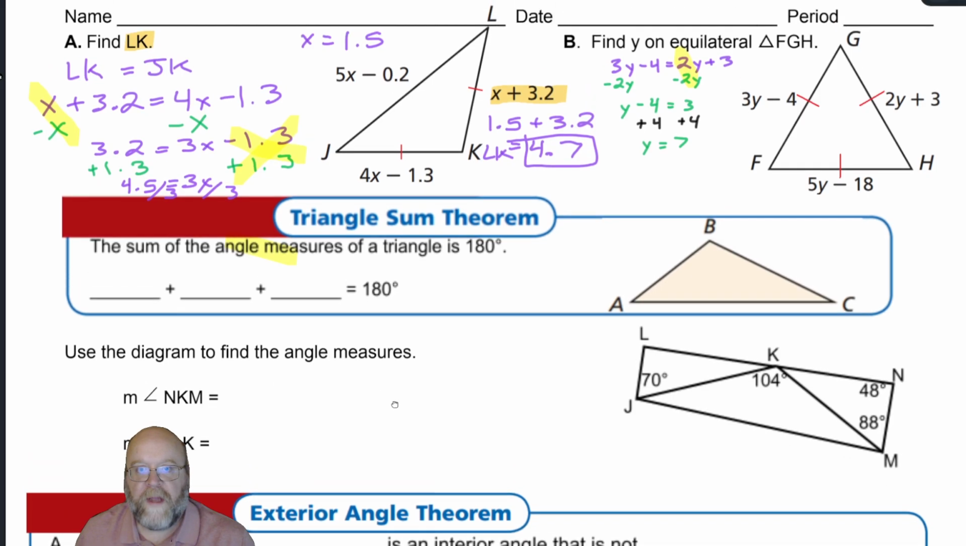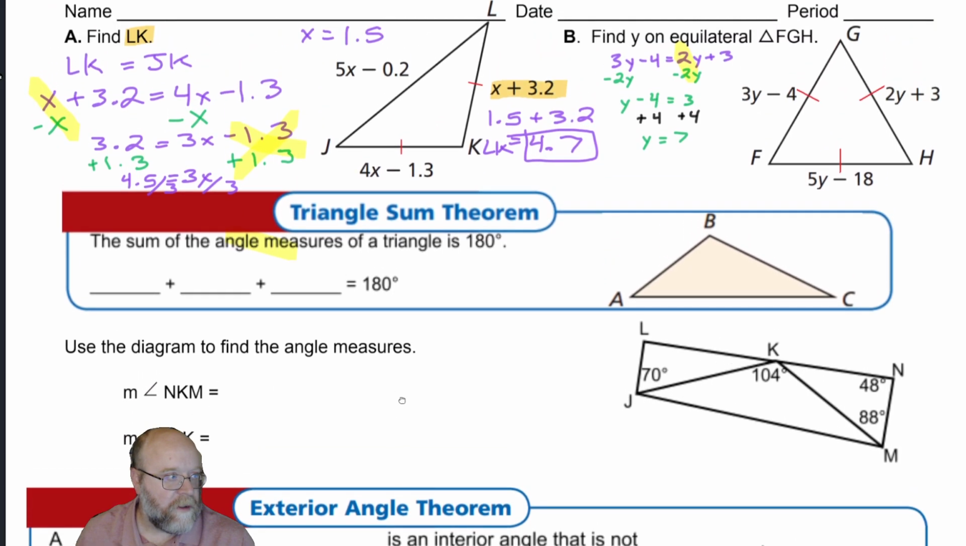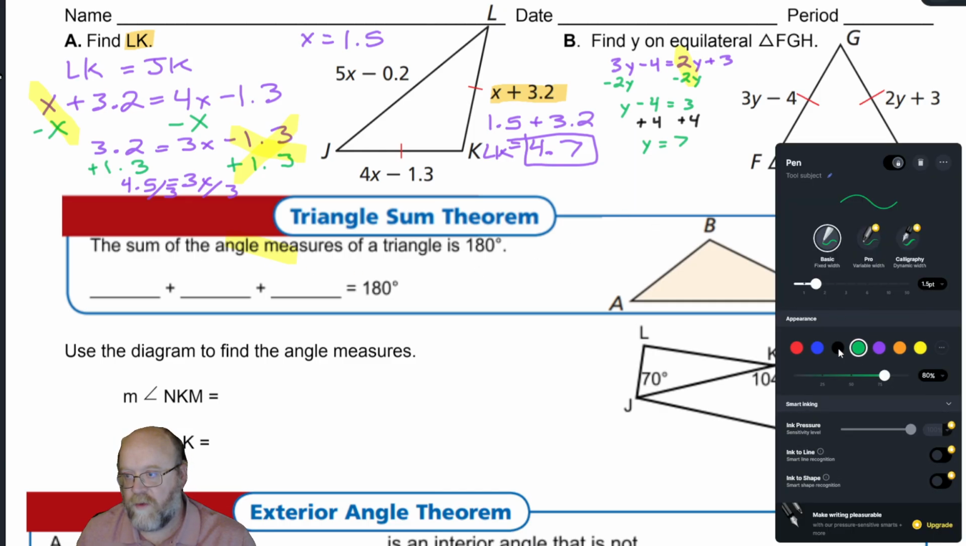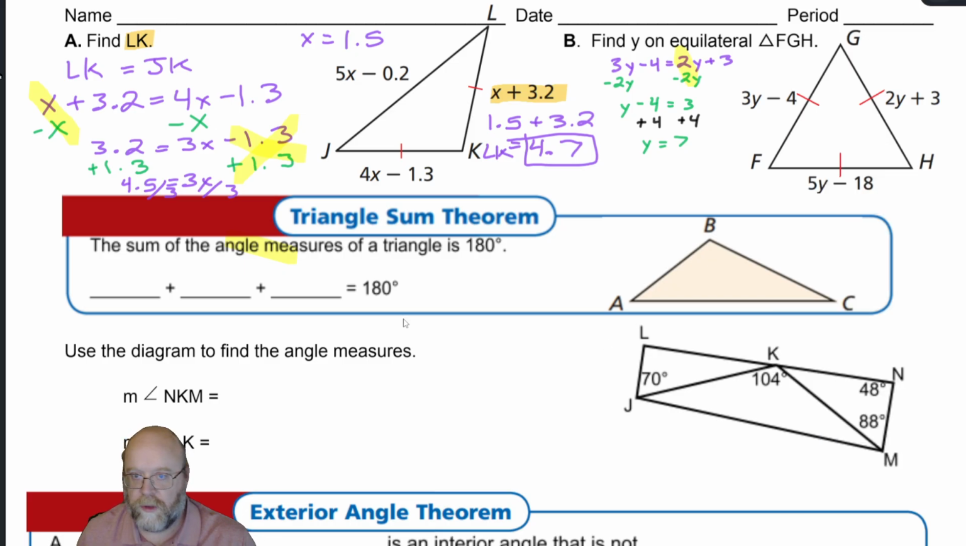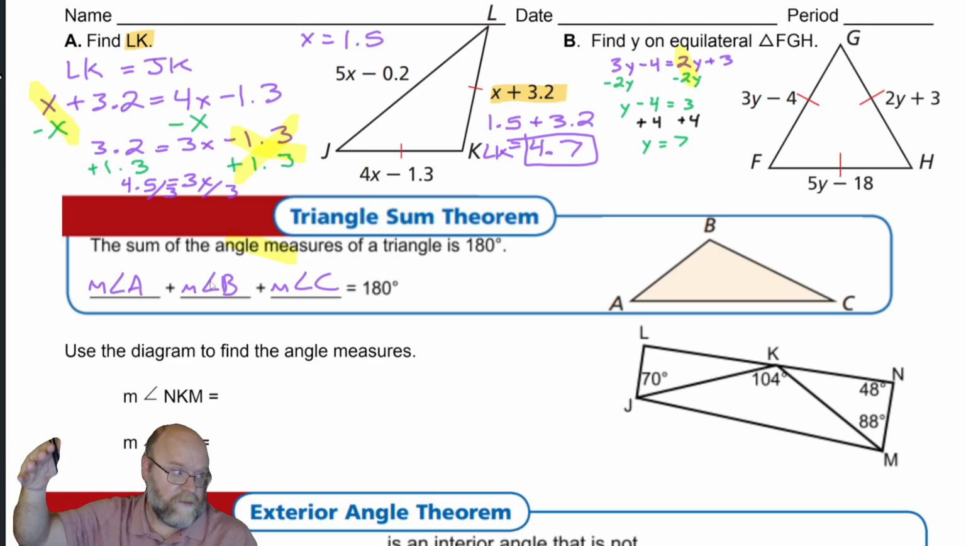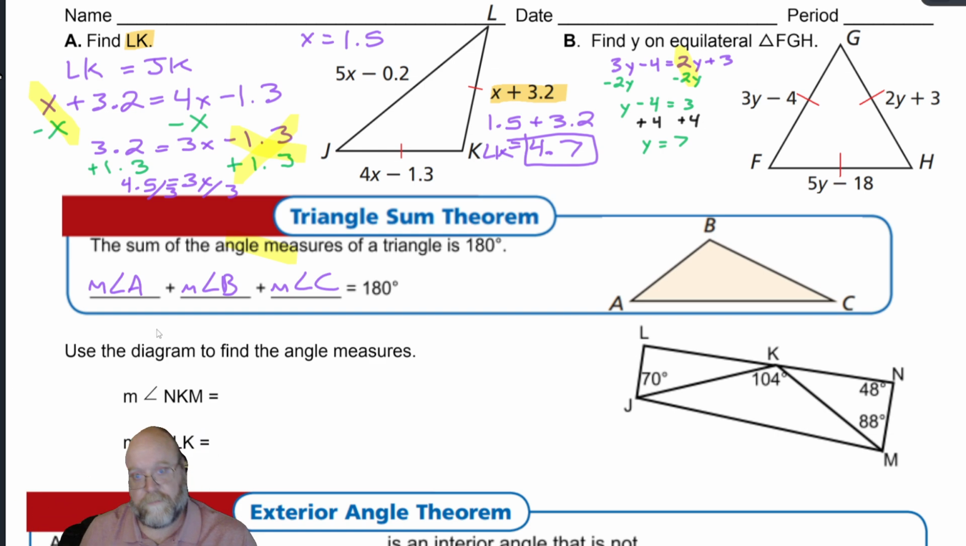Okay. Now we're going to get some theorems here. How about let me give you guys a chance here. The sum of the angle measures of a triangle is 180 degrees. What? Is that true? Yes. So the measurement of angle A plus the measurement of angle B plus the measurement of angle C is equal to 180 degrees. Every triangle is like that. So if you have two angles, figure out the third. Just subtract them both from 180, you'll get the third angle.